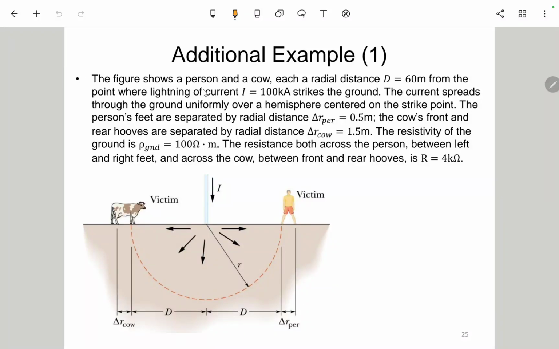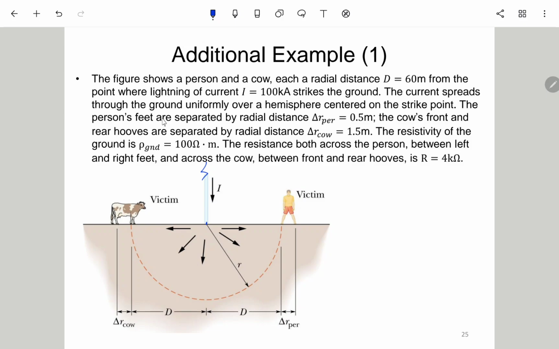The problem says the figure shows a person and a cow, each at radial distance capital D from the point where lightning of current I equals 100 kA strikes the ground. So this is a lightning strike hitting the ground, and this is D, the distance from this point.